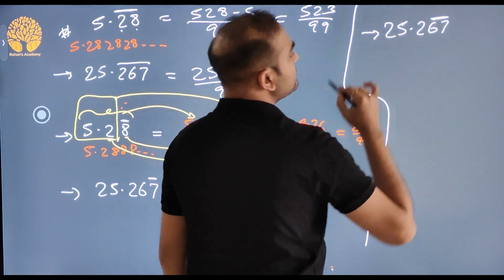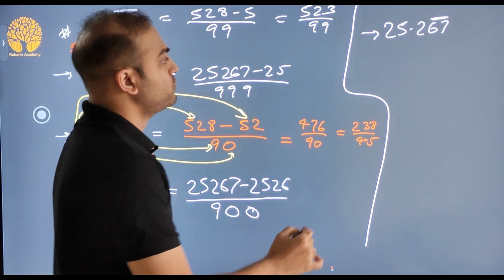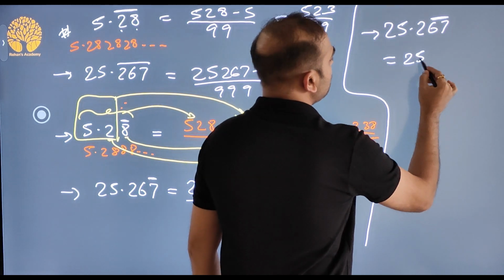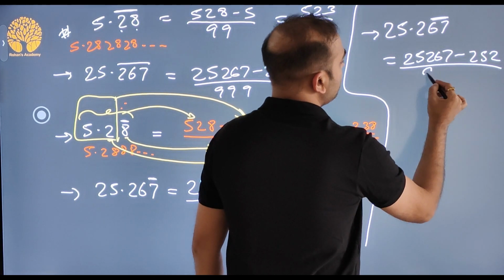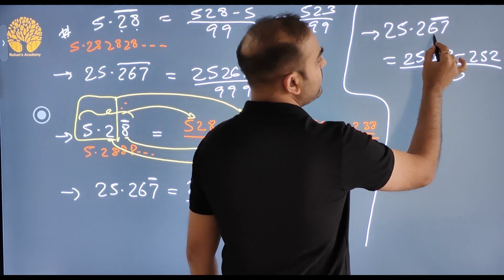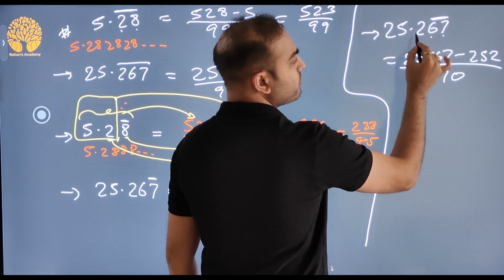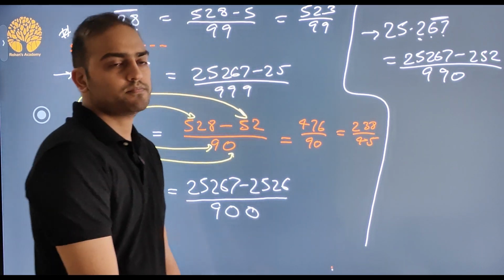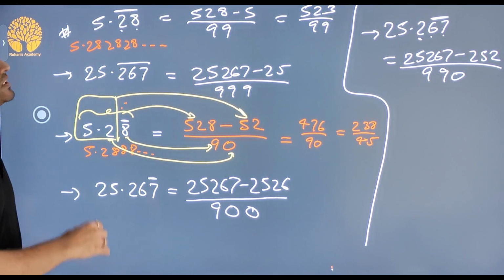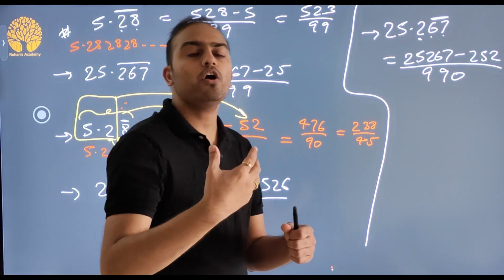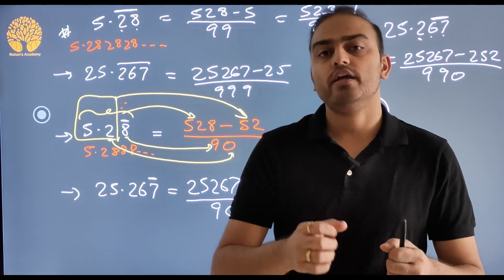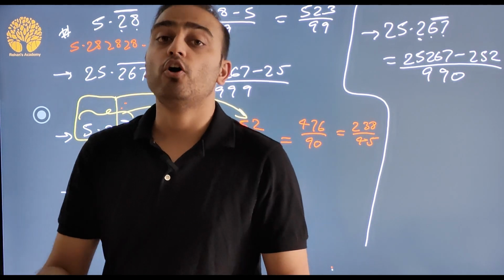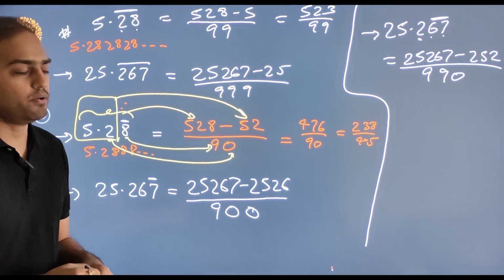25.267, the bar is on 6 and 7. So this will become 25267 minus 252 by 990, 9 for this, 9 for this, 0 for this. Right? So this is how you can convert all your recurring non-terminating decimals into simple fractions or rational numbers. Okay.